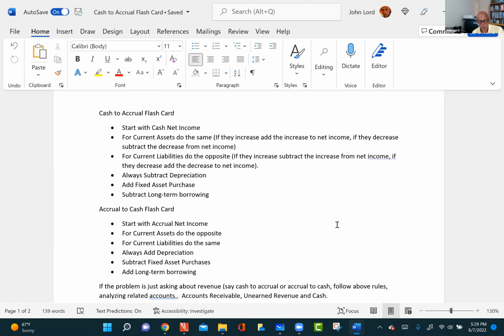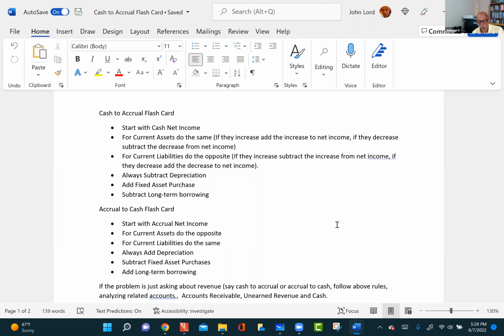The question will give you what the cash net income is. And to convert that from cash net income to accrual, you of course will start with the cash net income. I'm just reading off here, guys, what I put on this flashcard. For current assets, do the same. That means that if the current asset increases, add the increase to net income. If they decrease, subtract the decrease from net income.